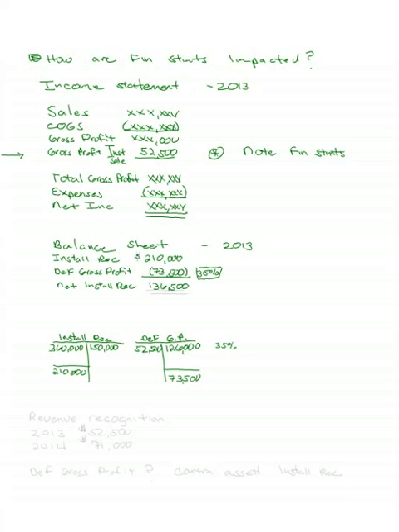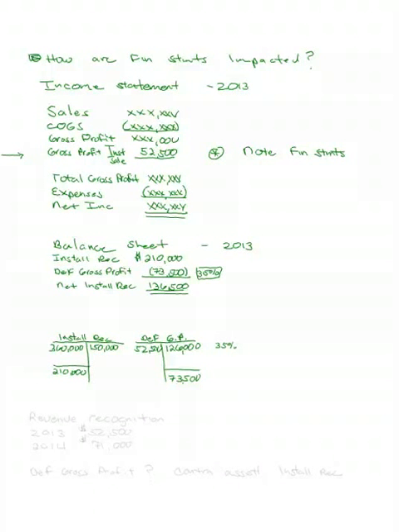So our balance sheet is showing how much we have tied up in it, receivable-wise, how much profit we have still to realize, subtracting one from the other, and showing it as a net installment receivable. So that's how our financial statements are impacted by using the installment method of accounting.